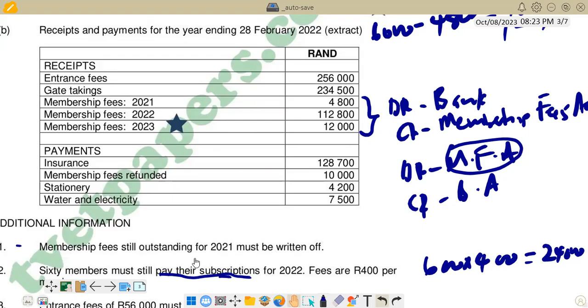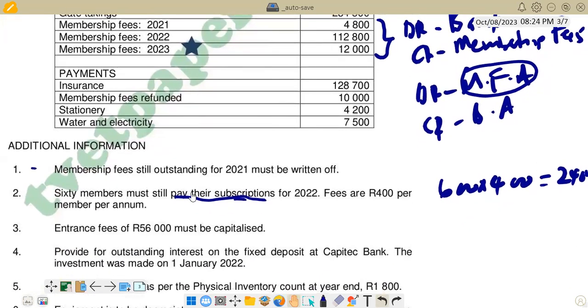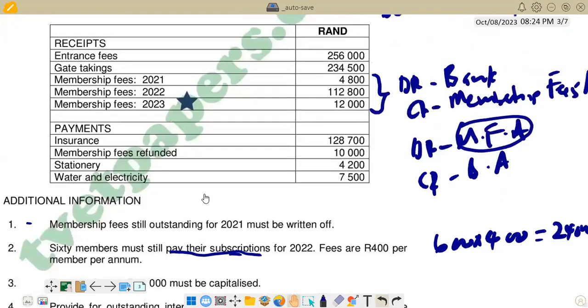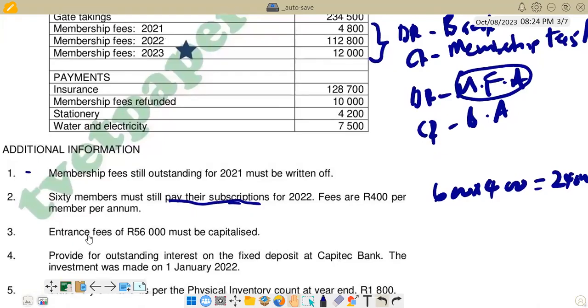Remember this membership fees, we already prepared the membership fees account, so this one is not going to affect the entrance fees. So we go on to check where we have got anything that is affecting this entrance fees. If you go to number 3, we have entrance fees of 56,000, which must be capitalized.